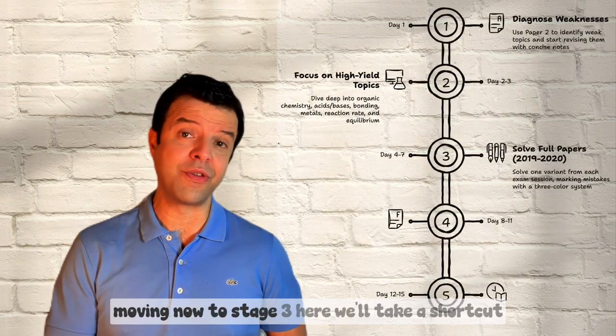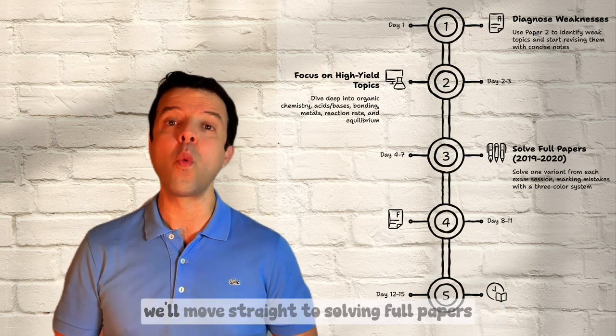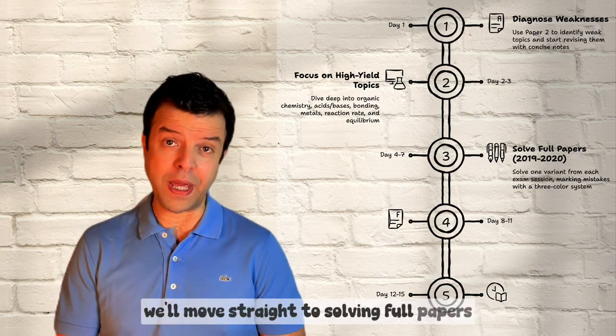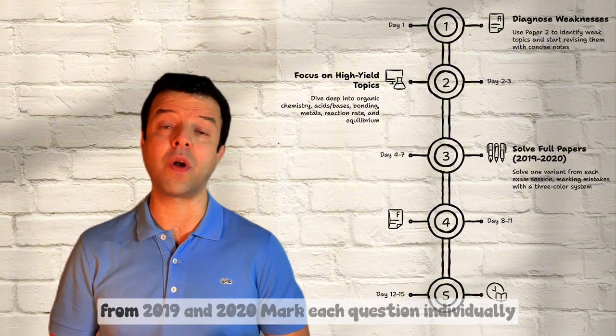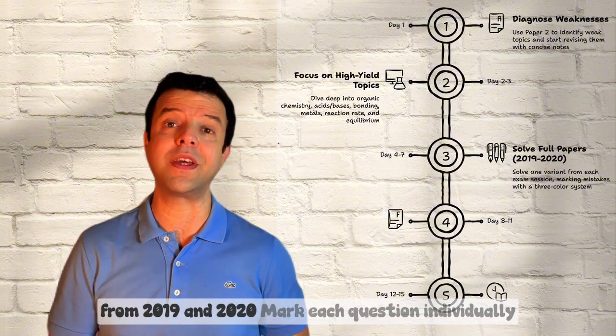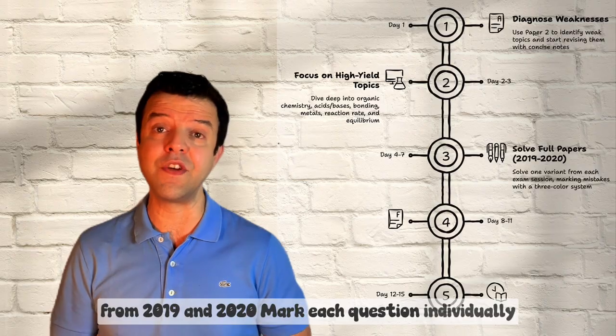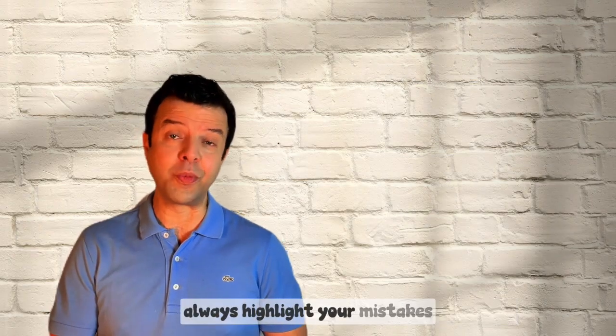Moving now to stage 3. Here we'll take a shortcut. We'll move straight to solving full papers. You'll solve one variant from each exam session from 2019 and 2020. Mark each question individually. Always highlight your mistakes.